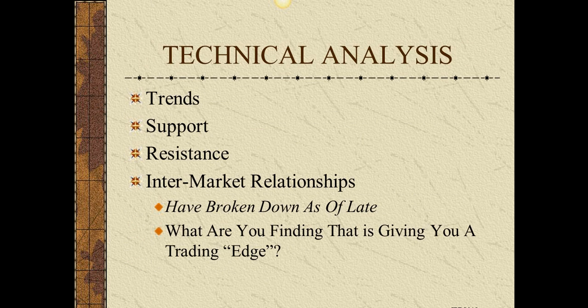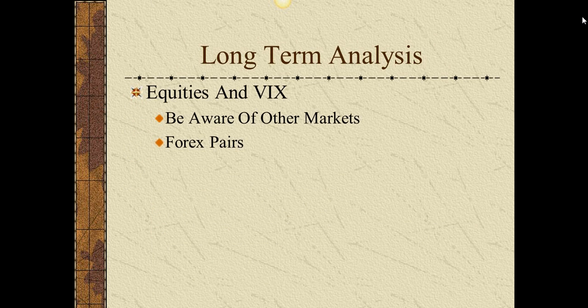Technical analysis, as always, I just throw these terms out. Trends: which way is the market trending, or the pairs that you're trading, which way are they trending? Where are they buying it, which is support? Where are they selling it, which is resistance? And any intermarket relationships out there. I'm always looking for ancillary markets to help me trade. Equity markets with foreign currencies, or commodity currencies such as the Aussie dollar or the Canadian dollar with different commodities that their country is rich in. What are you finding that's giving you a trading edge? That's what we're always looking for as a trader, is an edge. So let's move into the next slide here.